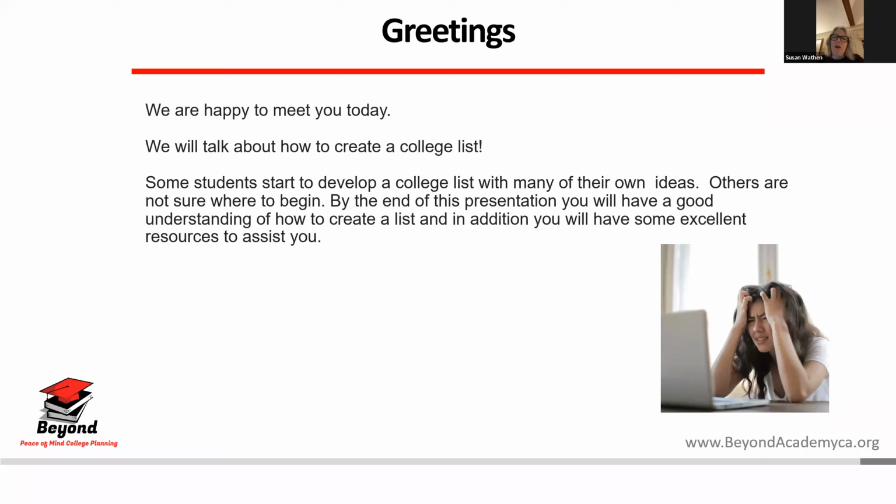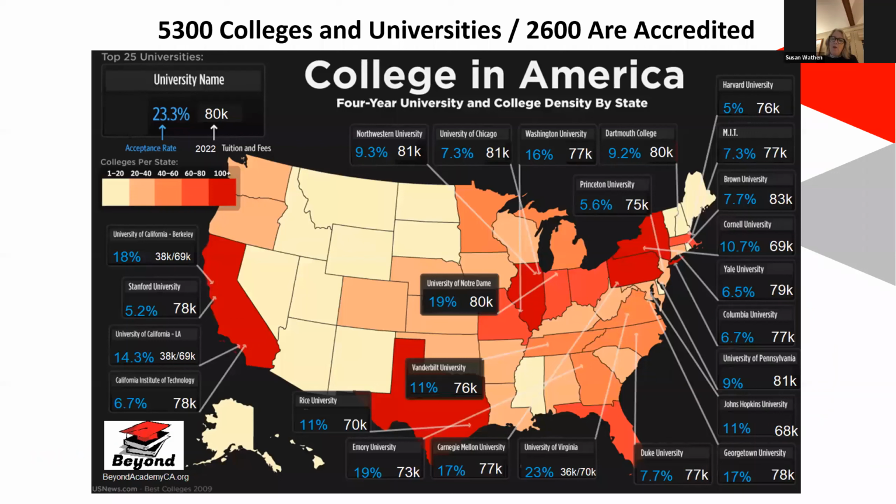Some students come in with a really clear idea, and other students are just not sure where to begin. There are so many opportunities for everyone in the United States, and there is a good fit for everyone. This is just a map of the United States, a little bit out of date, but it shows the multitude of options available to you. So what we're going to do is try to narrow it down a little bit.